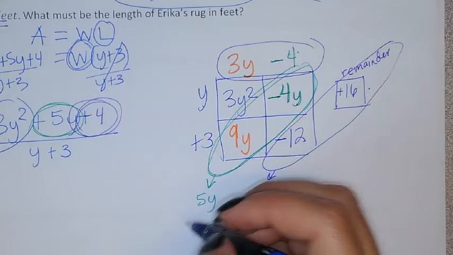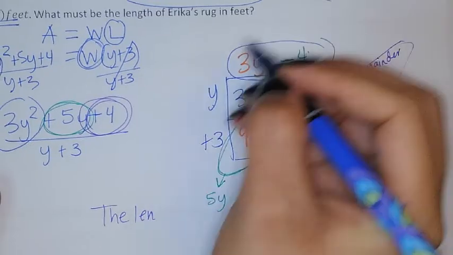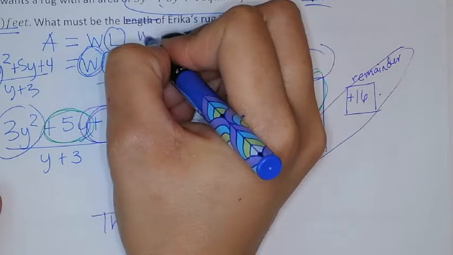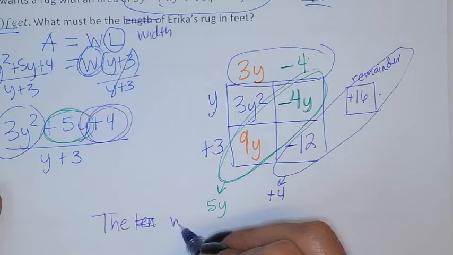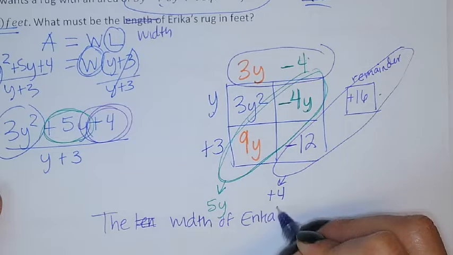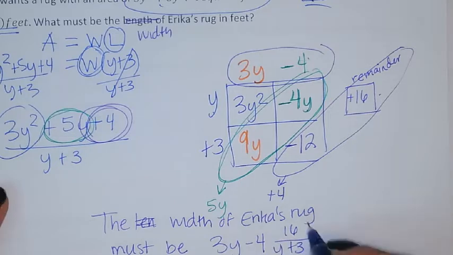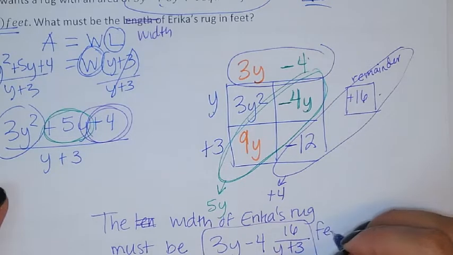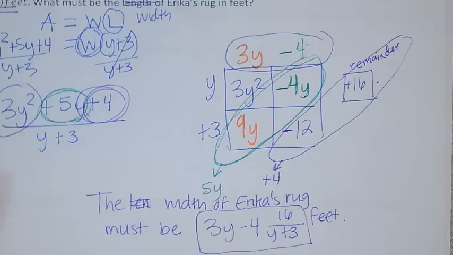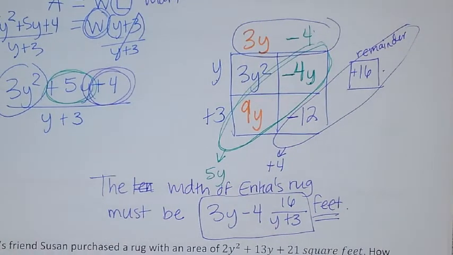So the length of Erica's rug, oh sorry, not the length, this should be width, I'm sorry, that was a typo. The width of Erica's rug must be 3y minus 4 and 16 over y plus 3, feet. Okay? Don't forget the units. Alright, next part.